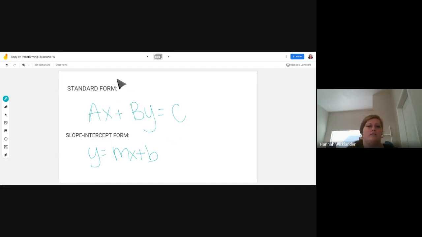So what we're going to be doing today is taking equations in standard form and converting them to equations in slope-intercept form by moving the variables around. So if you remember in chapter 1, we kind of did that a little bit. We moved equations around, and so we're just going to be doing that again. So it's stuff we've already worked on, just kind of repeated.